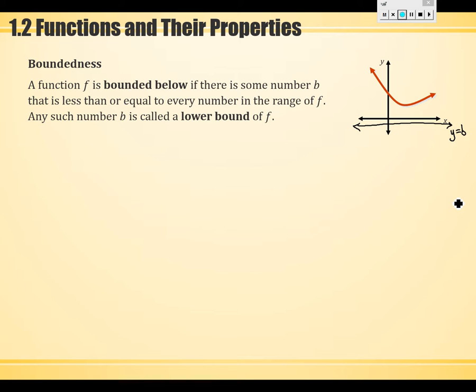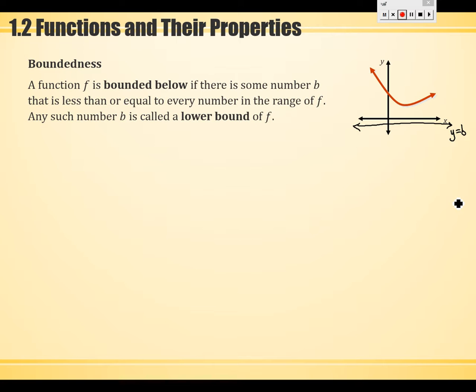Because if you kept trying, and eventually your function does cross your line, and you're like, oh, I need to move it lower, but it still crosses, well, then that's not a function that's bounded below, right? But if you can draw any horizontal line underneath the function that the function never crosses, then that function must be bounded below.